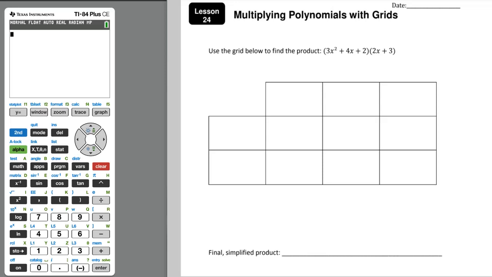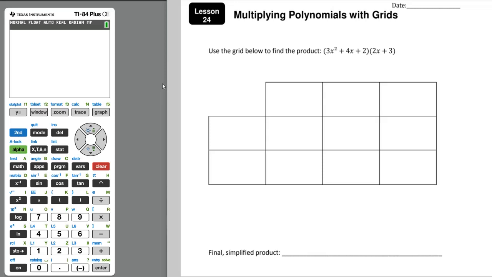So we're going to build off what we did in our last class, using grids to organize our work when we're multiplying monomials and binomials. And this time we're going to be doing polynomials. I'm going to start off by writing our expressions the same way we've been doing them, either with algebra tiles or in grids. We're going to go across with one expression and then down with the other expression.